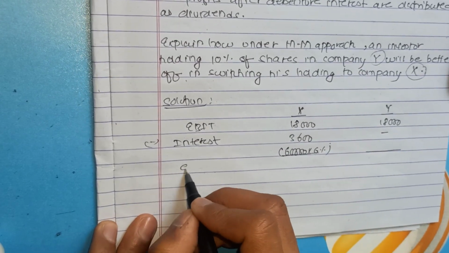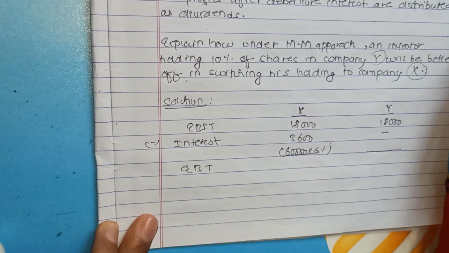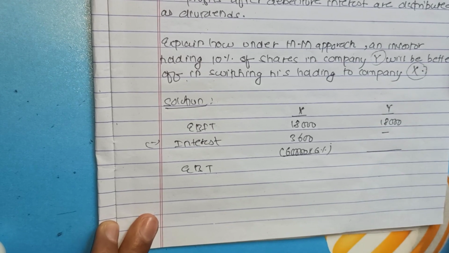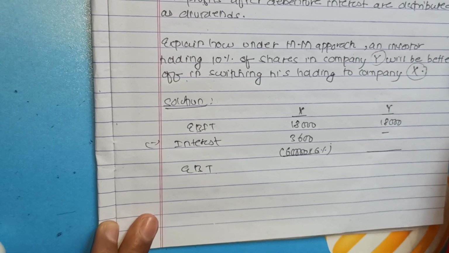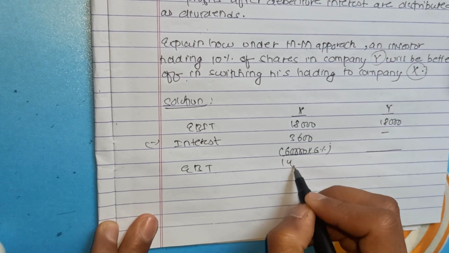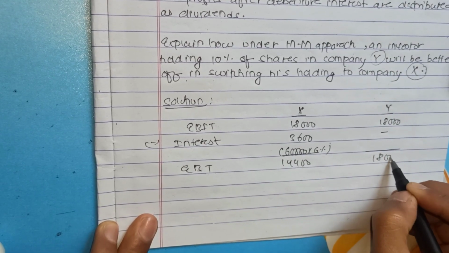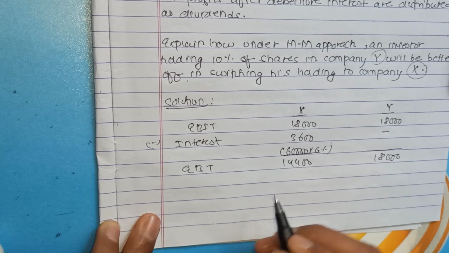Now this comes to EBT. 18,000 minus 3,600 means 14,400. This is 18,000, sorry.